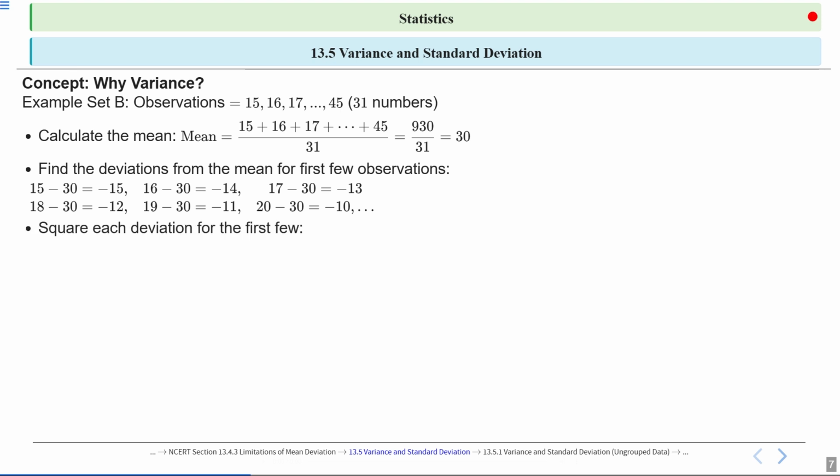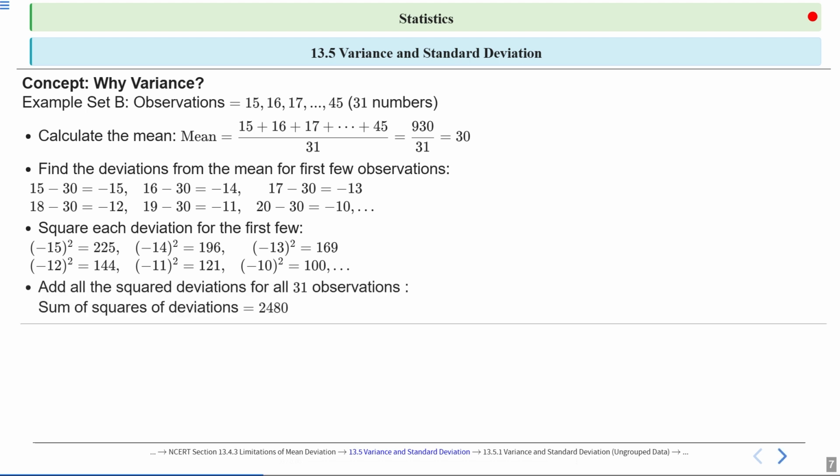Now square each deviation, for the first few. Minus 15 whole square is 225. Minus 14 whole square is 196. Minus 13 whole square is 169. Minus 12 whole square is 144. Minus 11 whole square is 121. Minus 10 whole square is 100, and so on.